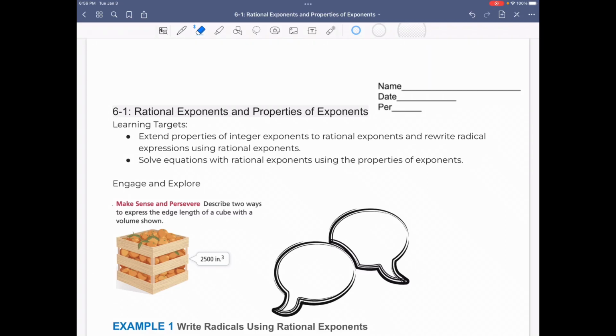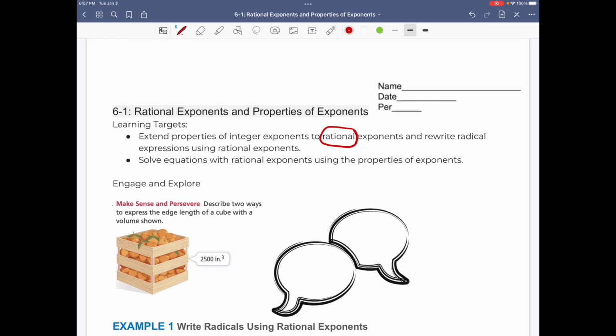Hello, Algebra students. Today we're covering 6-1, rational exponents and properties of exponents. So rational means that we can write a number as a fraction. So we'll circle that word rational and remember that it can be written as a fraction.